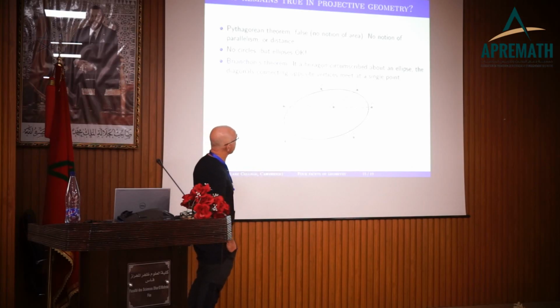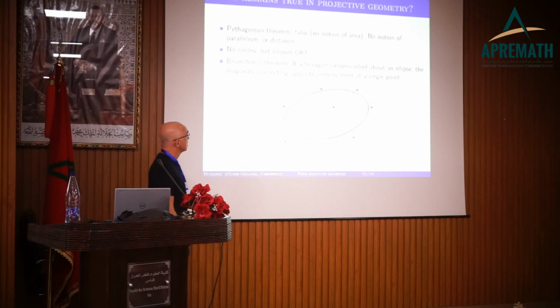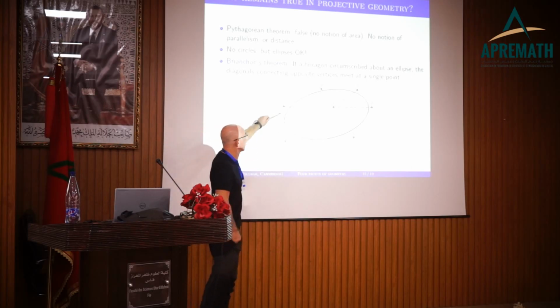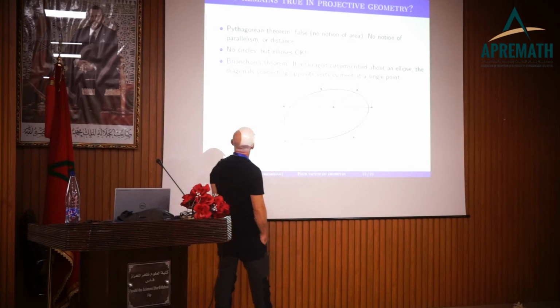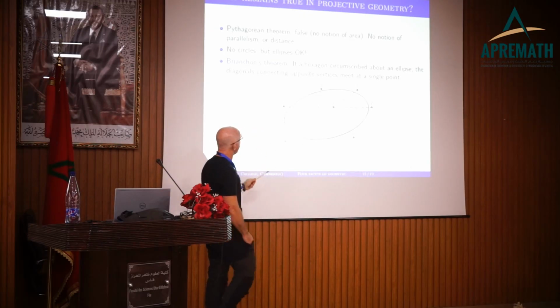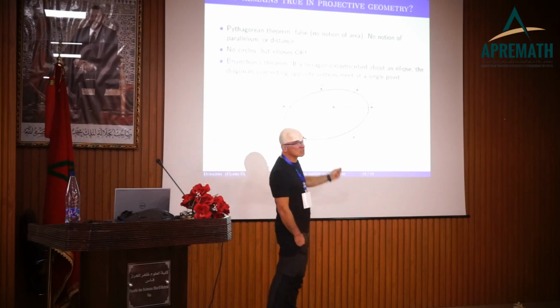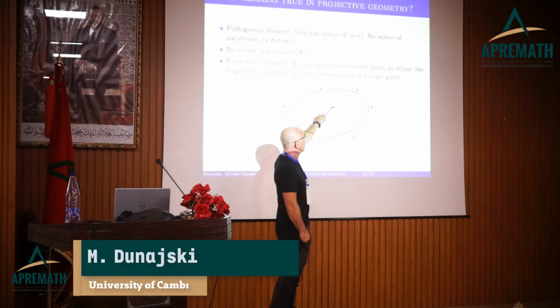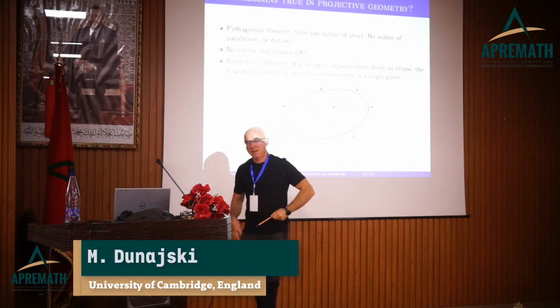So take an ellipse and take a hexagon circumscribed about this ellipse. So that's this light gray hexagon. Now the diagonals connecting the opposite vertices for this hexagon turn out they meet at one point.